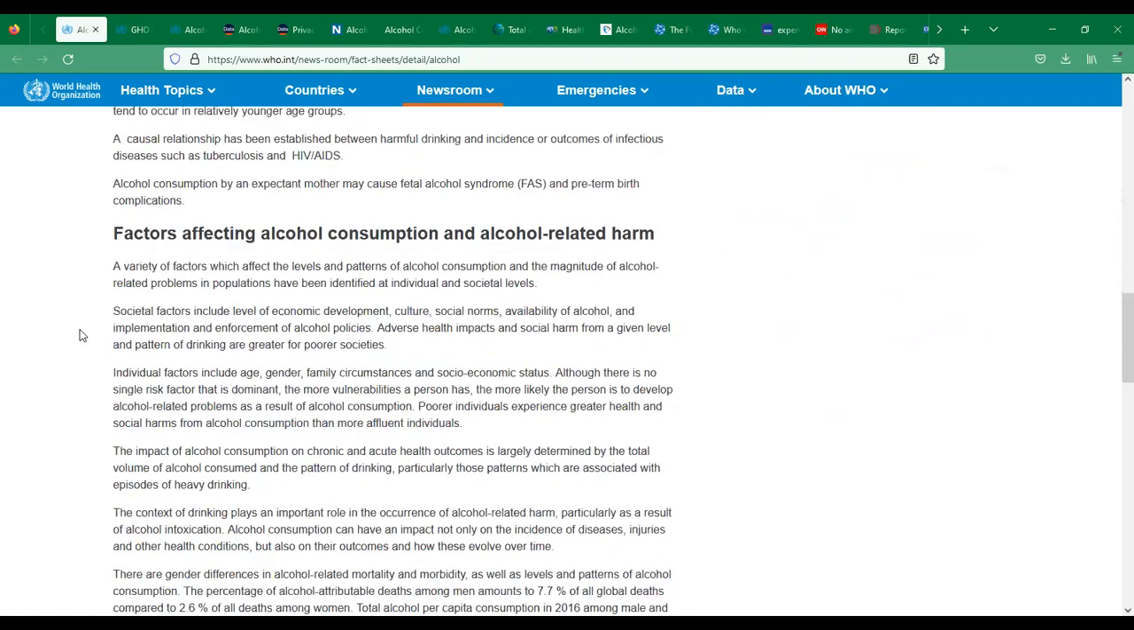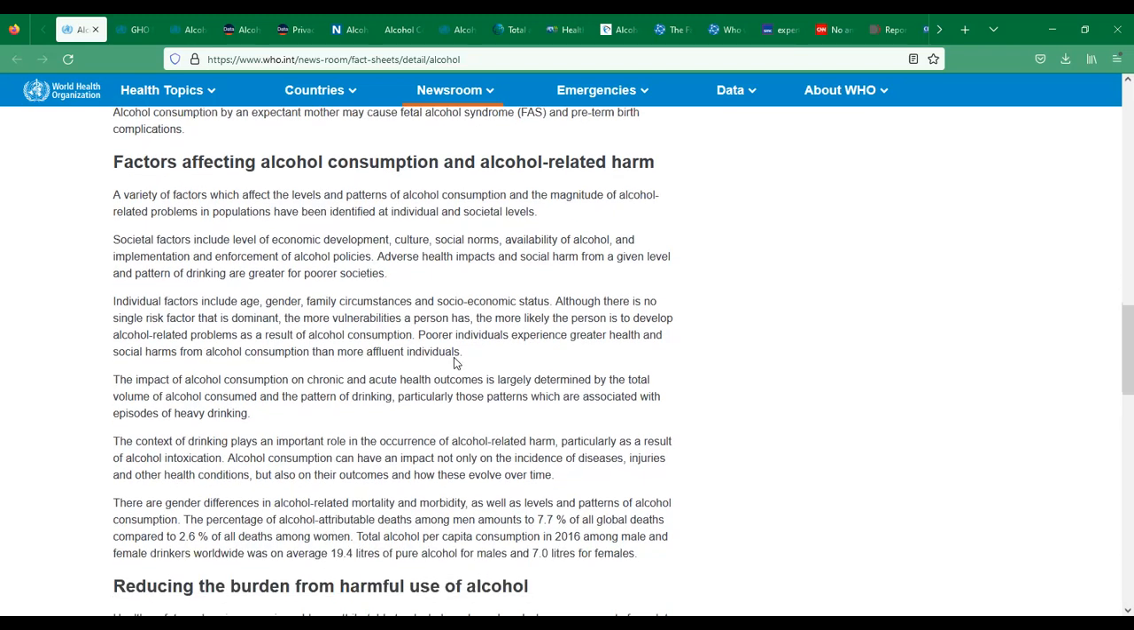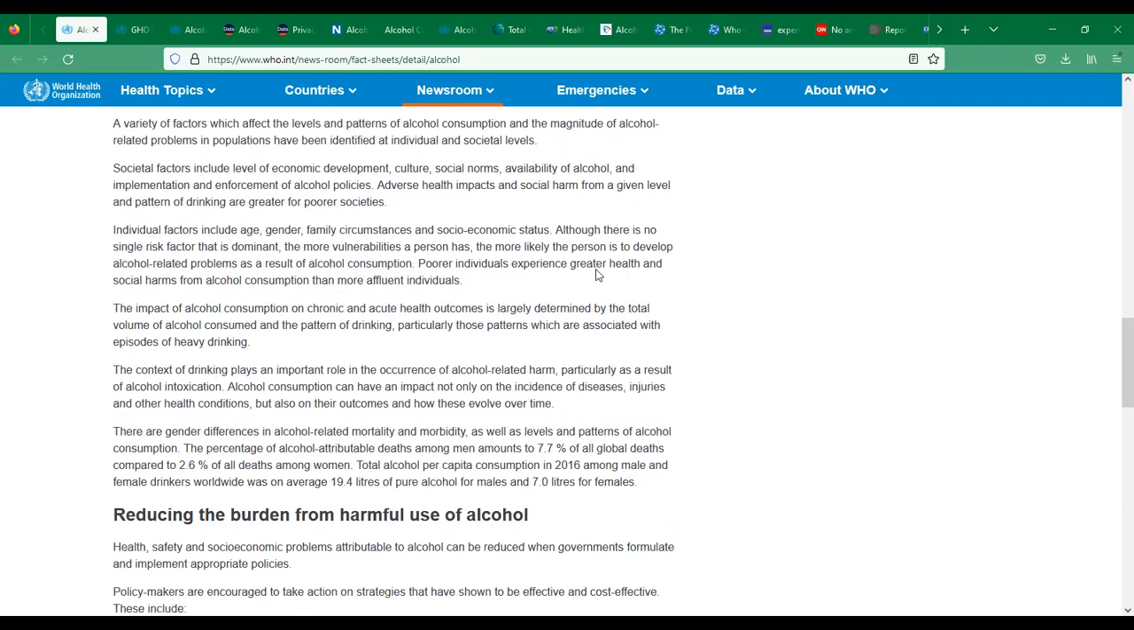Factors affecting alcohol consumption include socioeconomic status, which is very important. Also policies and law enforcement in relation to age restriction, and in relation to taxes, how cheap it is, how affordable it is, how accessible it is.